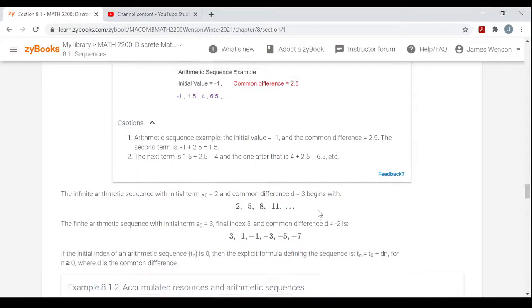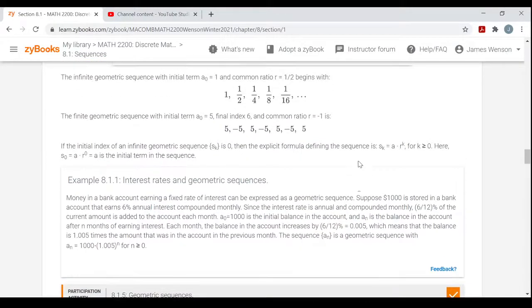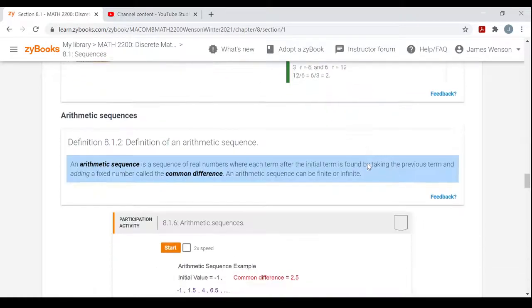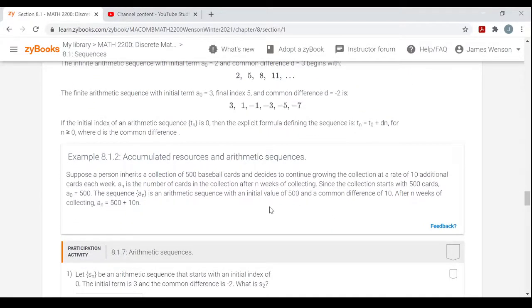So notice from these formulas, that geometric sequences are basically exponential functions of the index, right? The indices, the inputs are in the exponent. These arithmetic sequences are linear functions of the index, right? So they'll grow much more slowly. You can read that example.